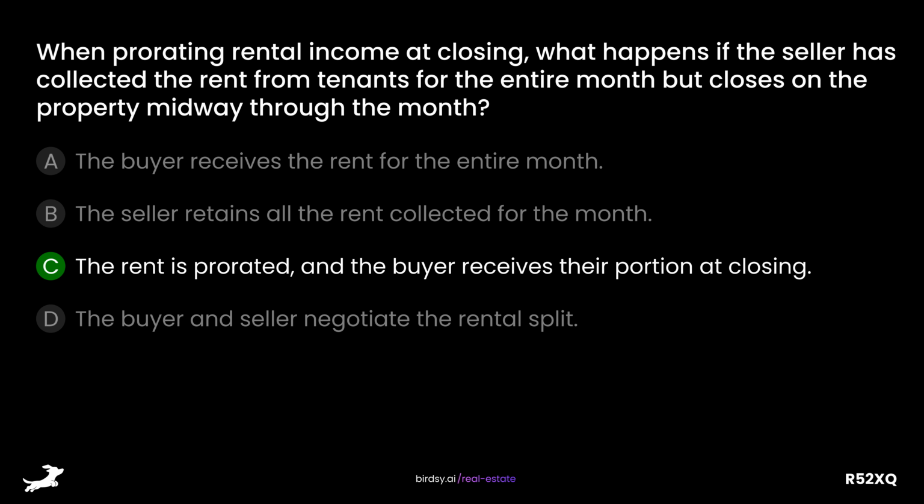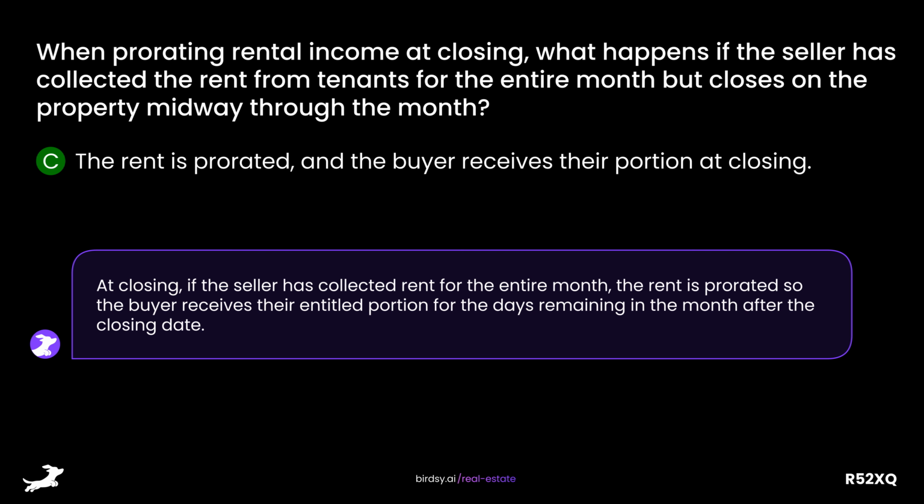The answer is C, the rent is prorated and the buyer receives their portion at closing. At closing, if the seller has collected rent for the entire month, the rent is prorated so the buyer receives their entitled portion for the days remaining in the month after the closing date.